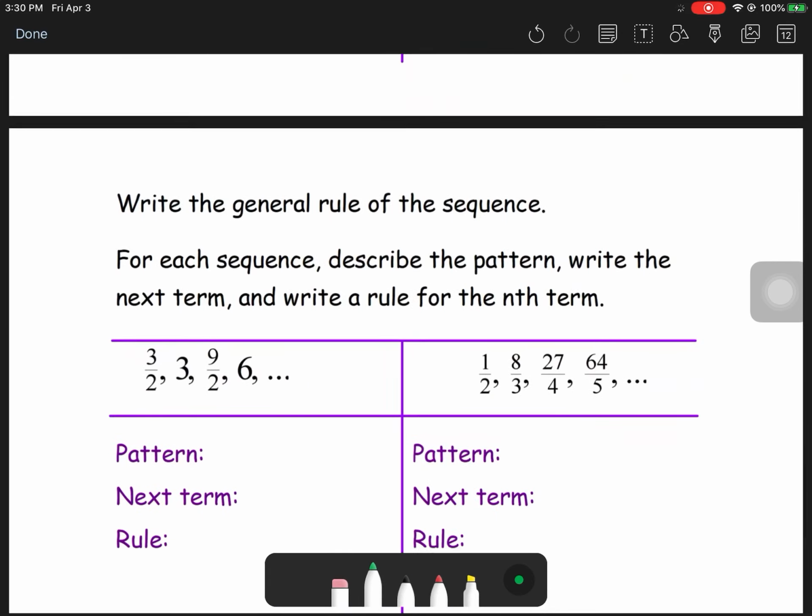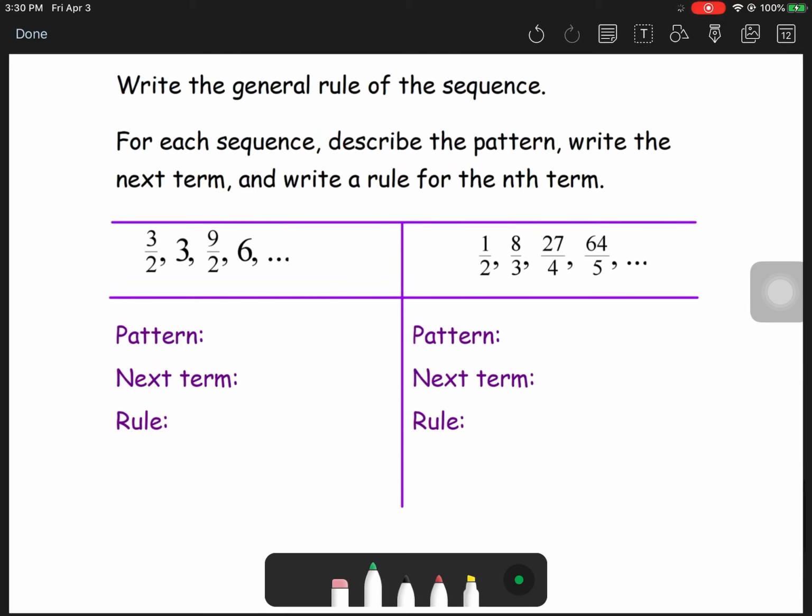All right, let's take a look at the next ones. So for this general rule, we see that we have numbers that are in a lot of different forms. We have fractions and whole numbers. So we should make them the same. So 3 over 2, 9 over 2, it looks like we want the denominator to be 2. So 2 3s would mean we'd have 6 over 2. 6 over 2 is 3. And if I want to get an answer of 6, I would make it 12 over 2.